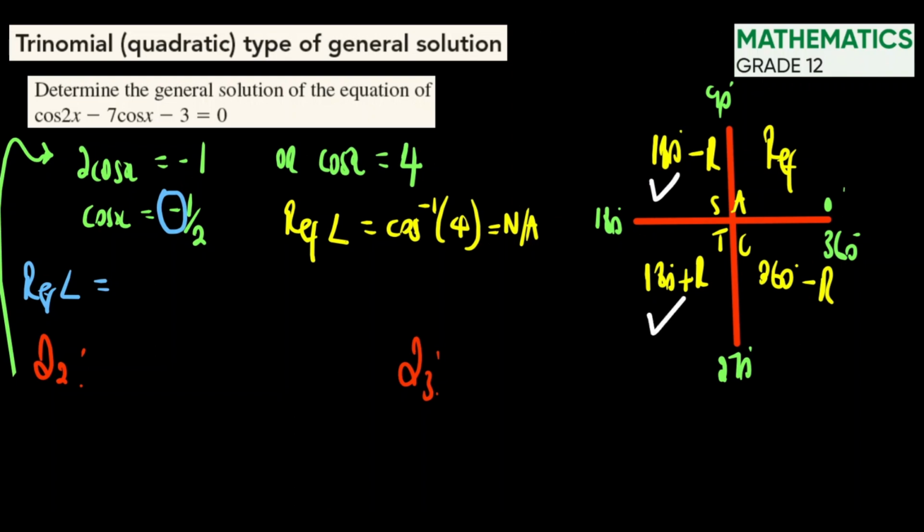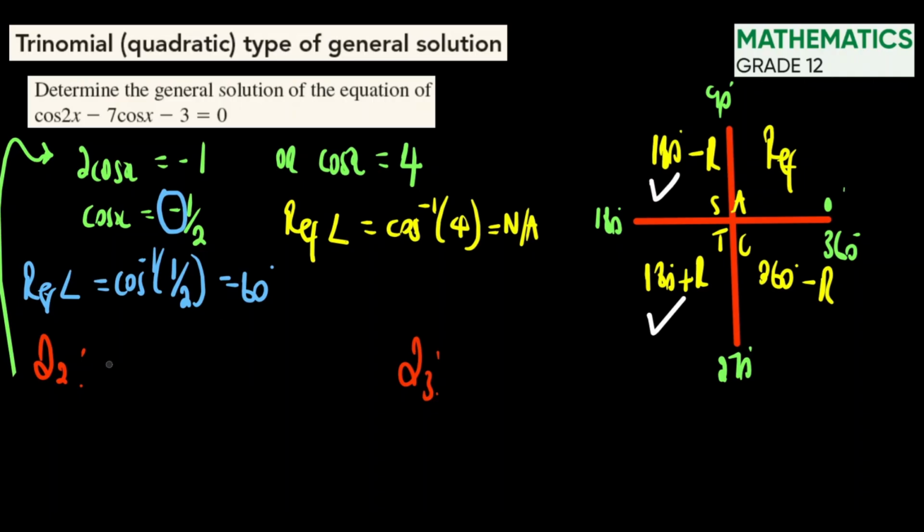So let's go back and calculate our reference angle. How do we calculate our reference angle? Simply say the cos inverse function, we don't include the negative, we only include the value of 1 over 2, and the cos inverse of 1 over 2 is 60 degrees. In your calculator, you're going to just say shift cos 0.5, and it'll give you 60 degrees.